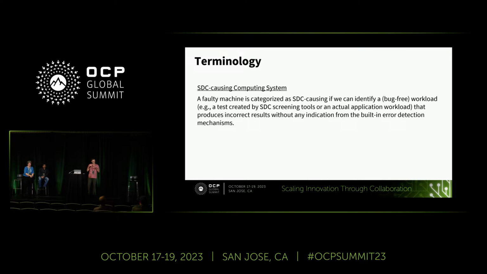So we're trying to produce the cloud-relevant version of that for server nodes in the cloud. And this is what we settled on. A faulty machine is categorized as SDC-causing if we can identify a bug-free workload, which can either be a test that's created to do a screen, or it can be an actual production workload, and it produces incorrect results without any indication from the built-in error detection mechanisms. So that's what we call an SDC-causing system, and the tests that we're writing are aimed at finding those things so that we can take a repair action.